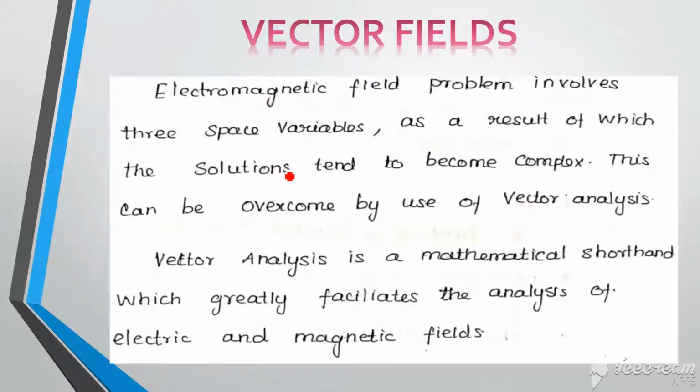Electromagnetic field problems involve three space variables, as a result of which the solutions tend to become complex. This is overcome by the use of vector analysis. Vector analysis is a mathematical shorthand which greatly facilitates the analysis of electric and magnetic fields.